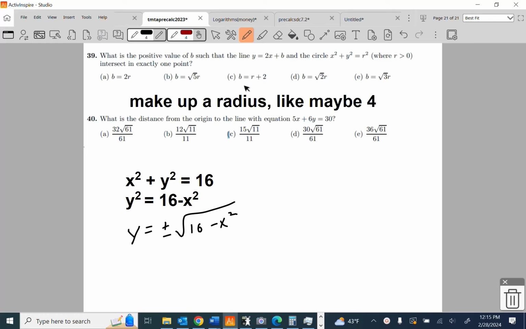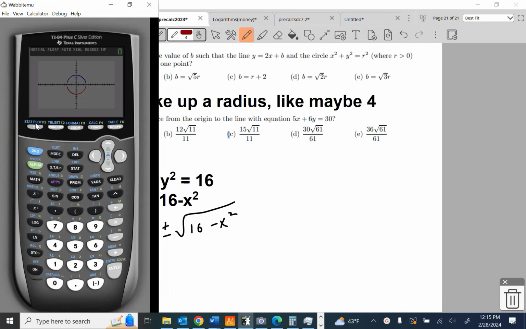All right, so this is 39, and I kind of did some stuff ahead of time here. What I'm going to do is make up a radius. Maybe it's 4. I'll plug that in. So now I have x squared plus y squared equals 16. I'm going to solve for y so that I can push some buttons in a calculator. All right, I did that.